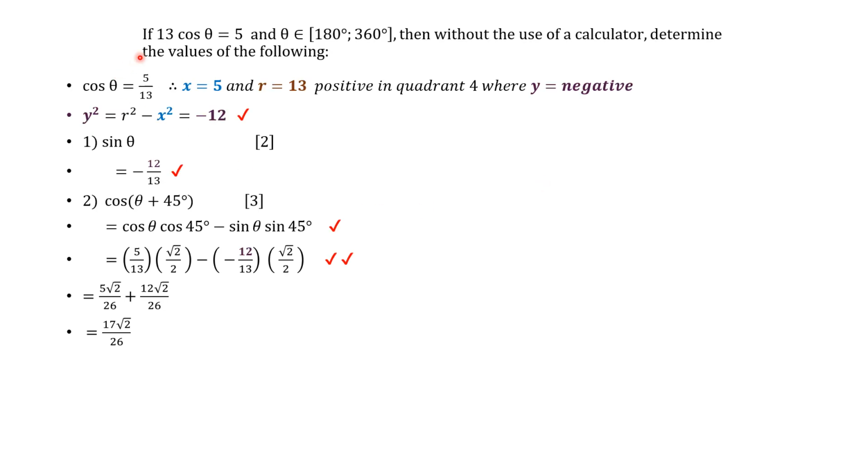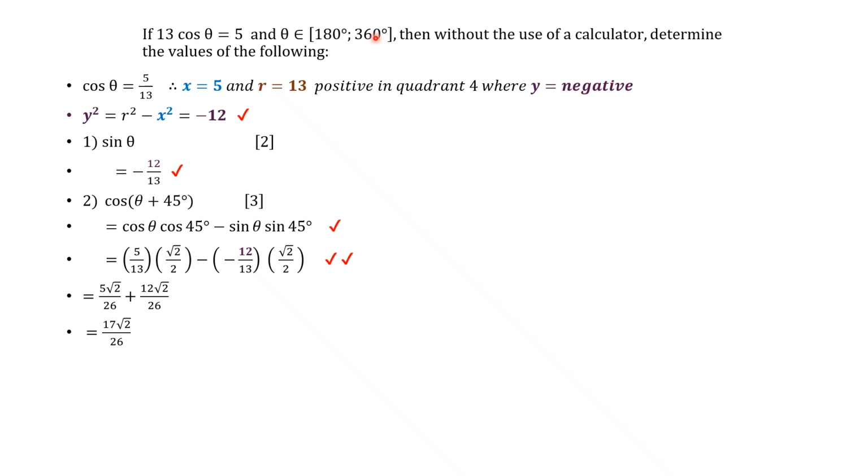First question, if 13 cos theta equals 5, theta is an element of 180 to 360, then without a calculator, determine the following. First we're going to make cos theta the subject of the formula, so 13 times cos theta. Get rid of multiplication, it becomes division. So cos theta equals 5 divided by 13. Now, I assume you remember that cos theta equals x over r, so therefore my x value there is 5 and my r value is 13. So we need to find y.